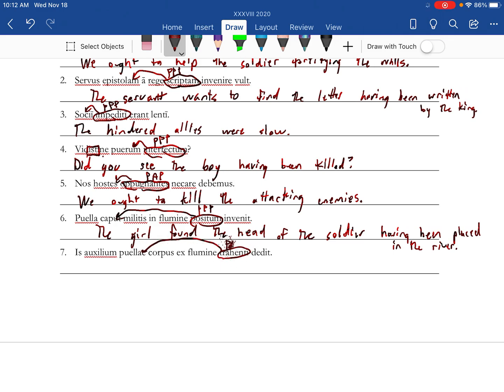Our participle is there. It's a present active participle, the NT. He gave help to the girl dragging the body out of the river.